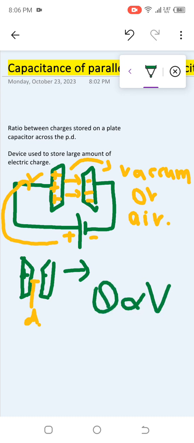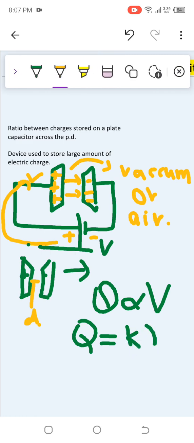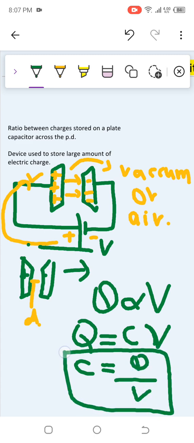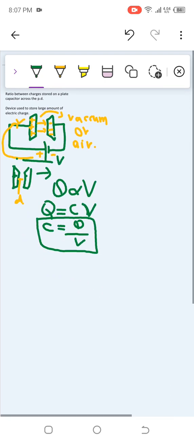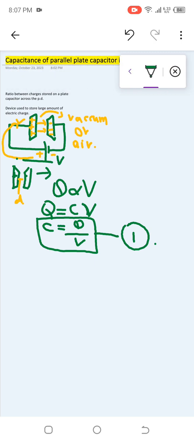Okay, after that here we have, as we have discussed that charges are basically directly proportional to potential difference. जितना हम यहाँ से potential difference provide करते जाएंगे, charges की ability ज़्यादा होगी store करने की. Okay, so Q is equal to CV, C is the capacitance and constant. C is equal to Q over V. Okay, here we got the first equation of capacitance, that is capacitance is basically the ratio between the charges of the conductor and potential difference across the conductor.